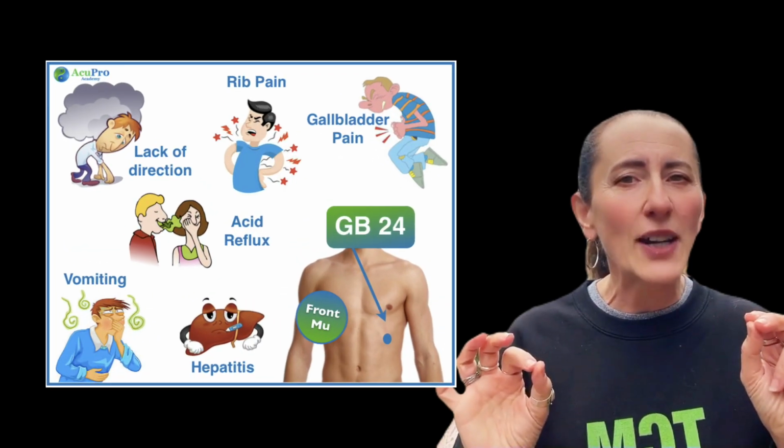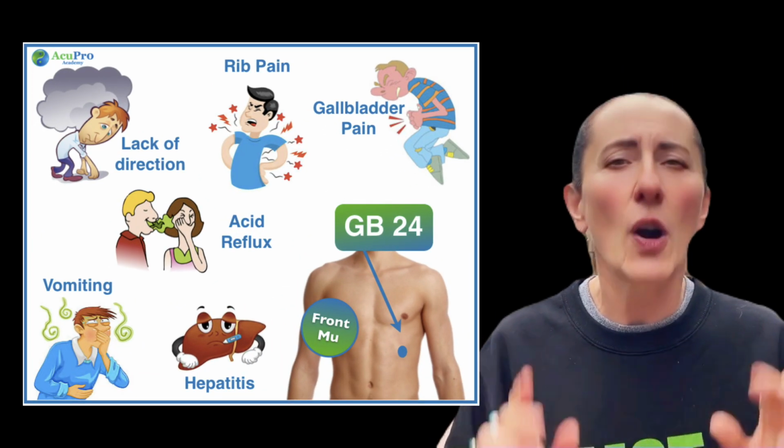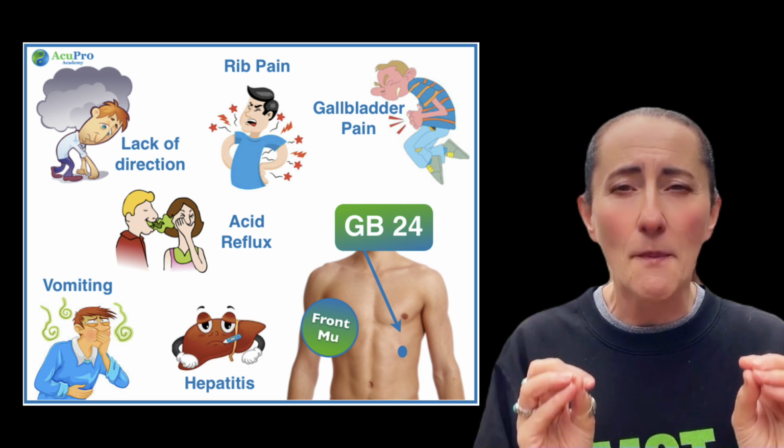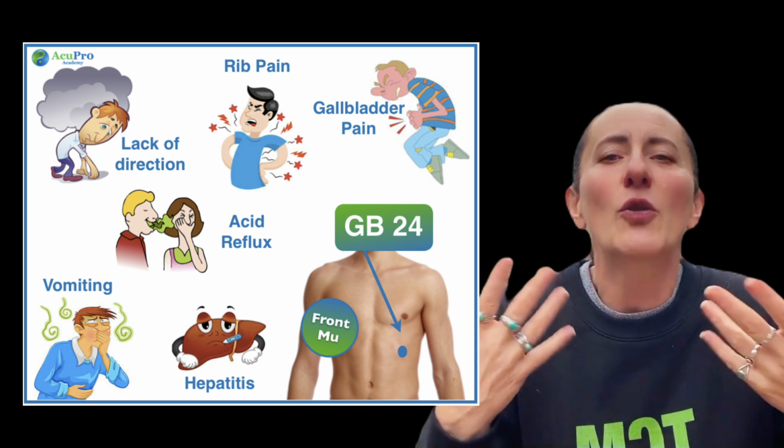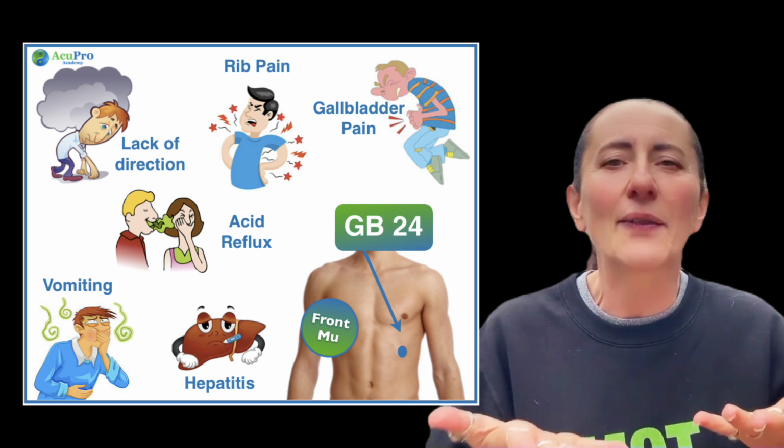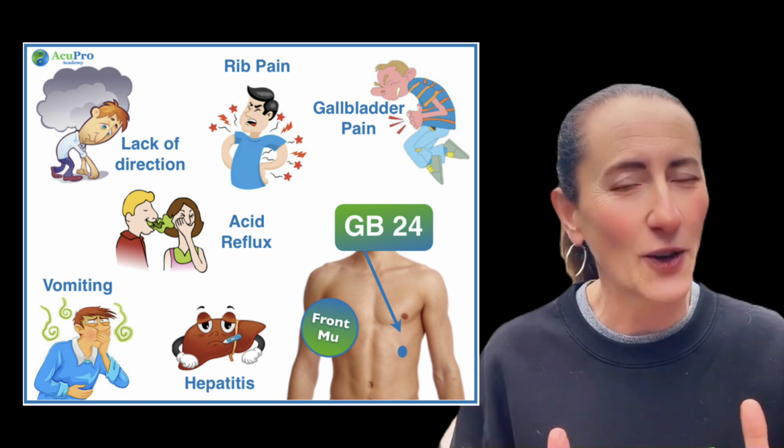This is like when people don't know how to make decisions, they can't, they feel stuck. This is why one of the best points to support the Zhi is gallbladder 24, not 34, 24, because it's the best point to help us figure out our direction in life and have a purpose. Now that's a great point, right?